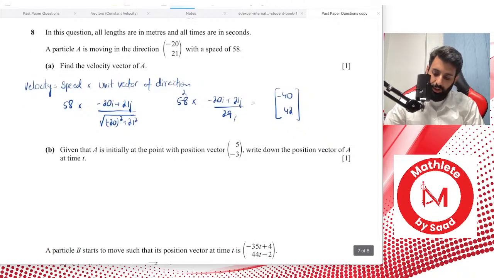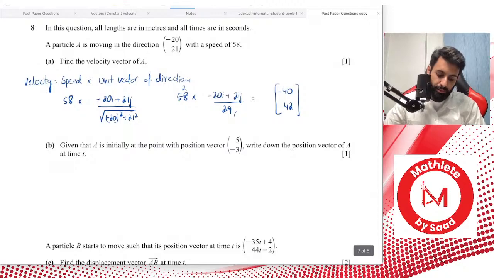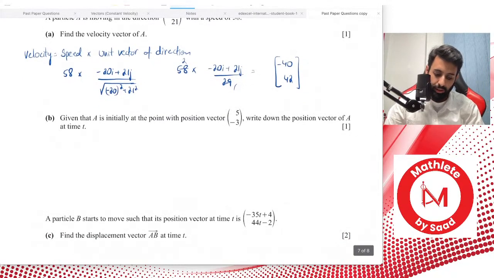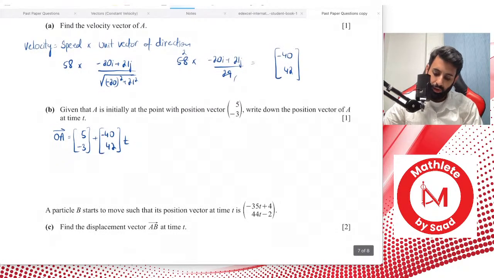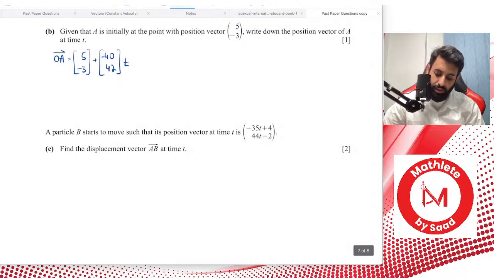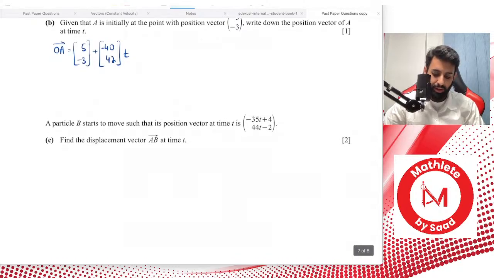Okay. So here's part B, which says given that A is initially at the point with position vector 5 and minus 3, write down the position vector of A at time t. So that means the position vector of A looks like this, 5 minus 3, plus the velocity, which is minus 40, 42, multiplied by t. That's it. There you go. A particle B starts to move such that its position vector at time t is this. Find the displacement vector AB at time t.